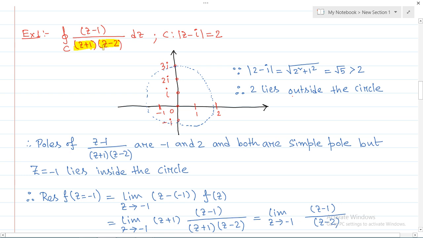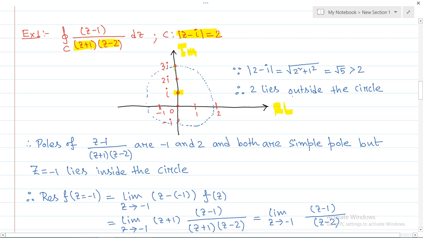Why are we saying these are simple poles? Because the power of these two factors is exactly equal to 1. Now it is given that we have to do the integration over a circle, and the circle is given as mod of z minus i equal to 2. From this image you can see that i is located on the imaginary axis, because this is our imaginary axis and this is our real axis. From this point i we have to go a radius of 2, because we have to go 2 steps forward and 2 steps downward.